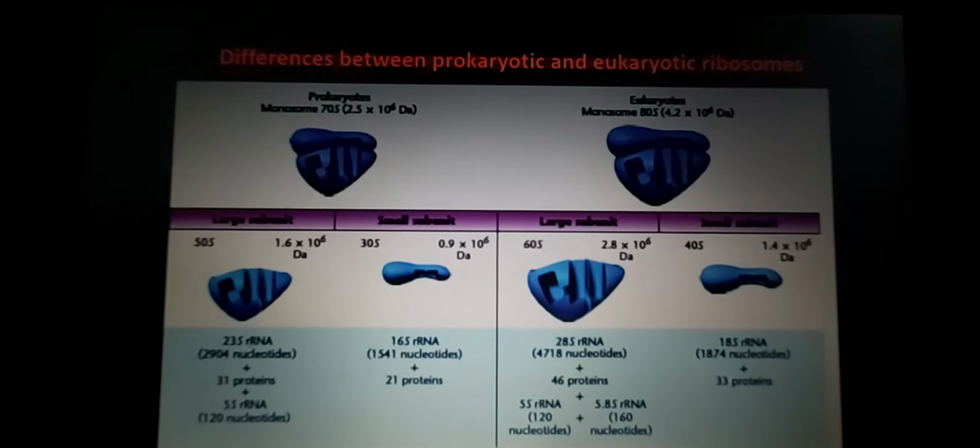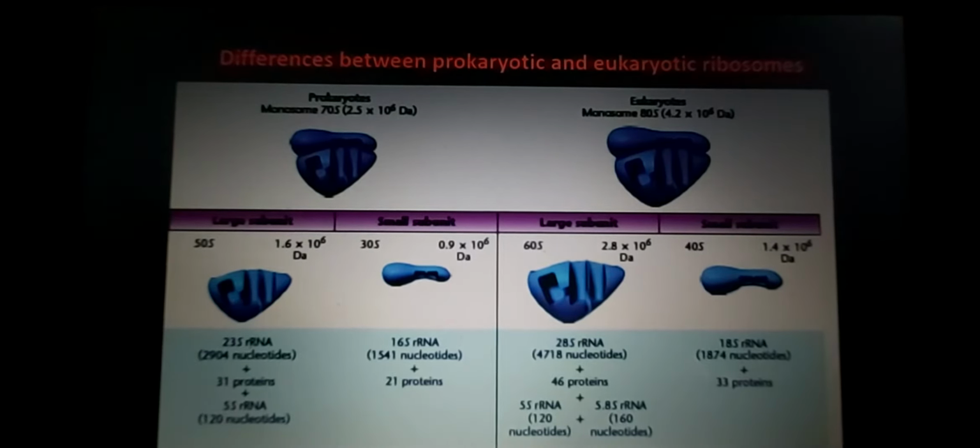Now there are certain differences between prokaryotic ribosomes and eukaryotic ribosomes. For example, the prokaryotic ribosome, the one complete unit which is called a monosome, is 70S, whereas a monosome in a eukaryote is 80S. In terms of size, it is 2.5 into 10 to the power 6 Dalton, whereas the other one is 4.2 into 10 to the power 6 Dalton. If we look at the two subunits separately, the large subunit is 50S, whereas the small subunit is 30S.